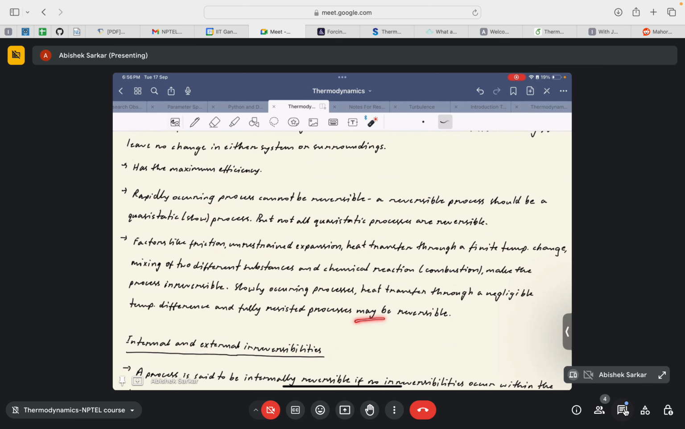Processes like heat transfer through a finite temperature difference, unrestrained expansion, and chemical reactions can also be done in a very slow manner. Okay, I'm not saying that about chemical reactions.